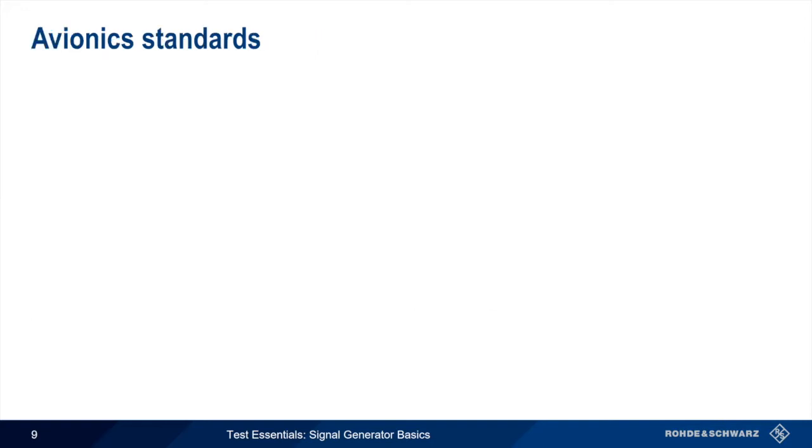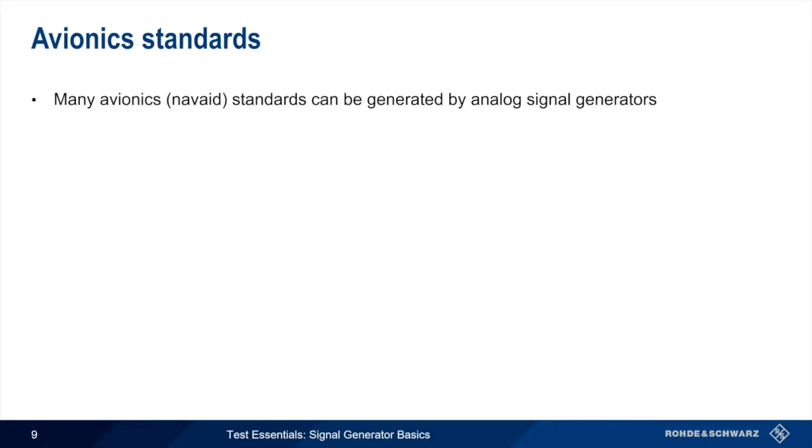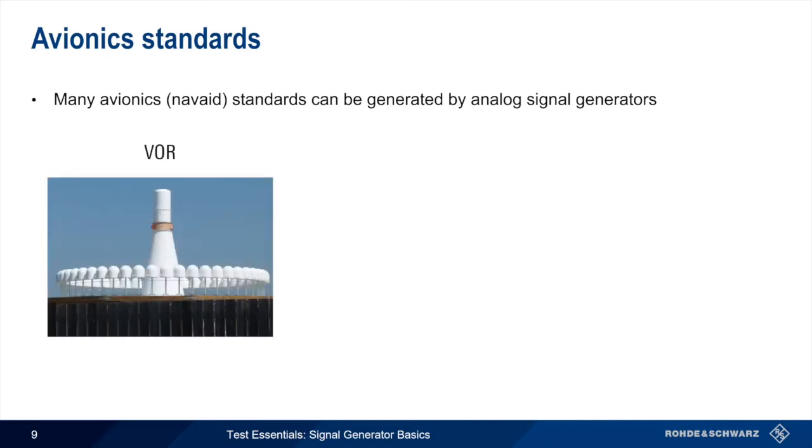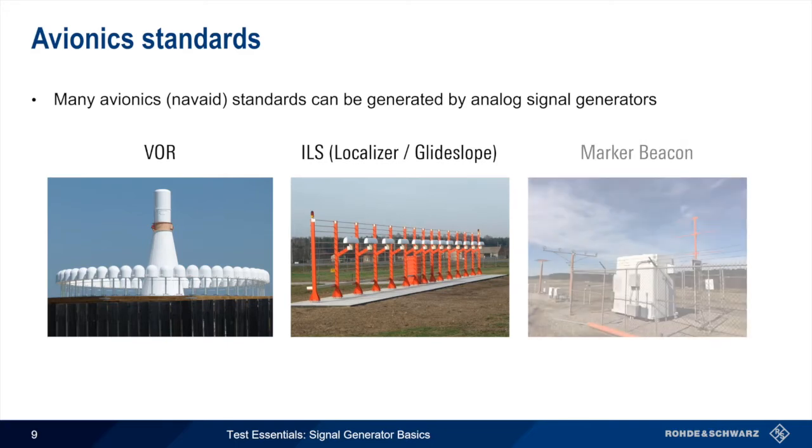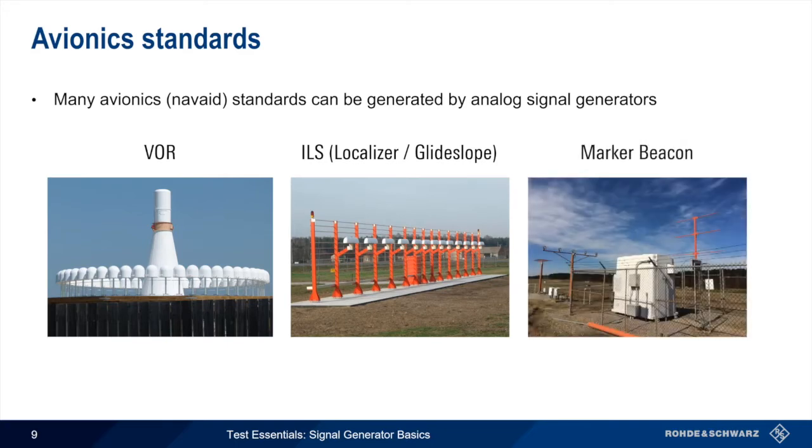In addition to generic AM, FM, PM, and pulse modulation, there are some other applications for analog signal generators. For example, analog signal generators can be used to create many of the signals used in avionics, that is, signals used by aircraft for navigation and landing. These include things like VHF omnidirectional range, or VOR, both localizer and glide slope signals in ILS, or the Instrument Landing System, as well as signals from marker and non-directional beacons.